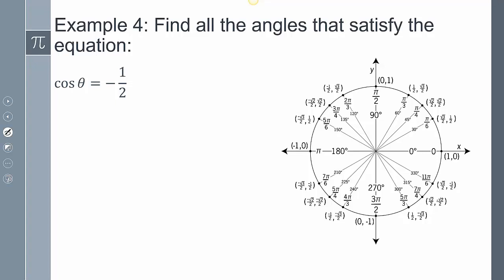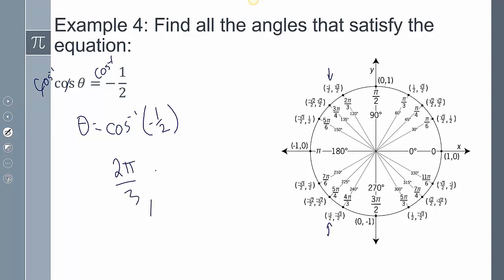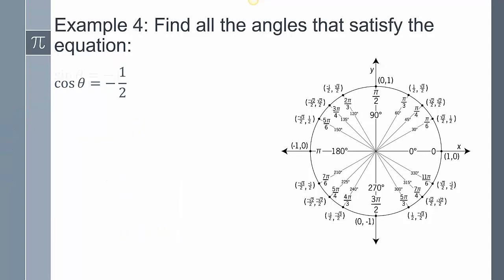Where's my cosine theta going to be negative 1/2? So taking the cosine inverse to both sides, theta equals cosine inverse of negative 1/2. So looking on the unit circle, what angle gives me my cosine to be negative 1/2? Well, it's negative 1/2 here and here. So it's going to be 2 pi thirds and 4 pi thirds. And that will be my answer.